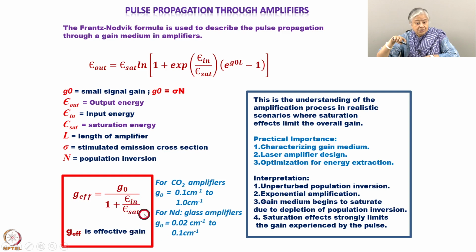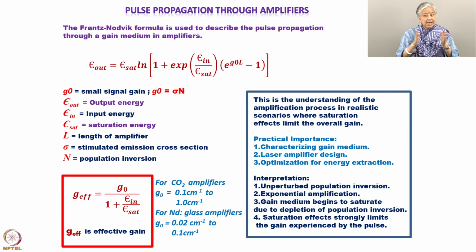E saturation. So, you just see here, suppose E in, while it is extracting all that energy, becomes equal to E sat. Then this becomes 1 plus 1, 2. So, G effective is G0 by 2. That means your effective gain has reduced to half. So, you are talking about that energy which reduces your gain to half that of the initial. That is meant by E saturation. It is that energy which reduces the gain to half of its original one.